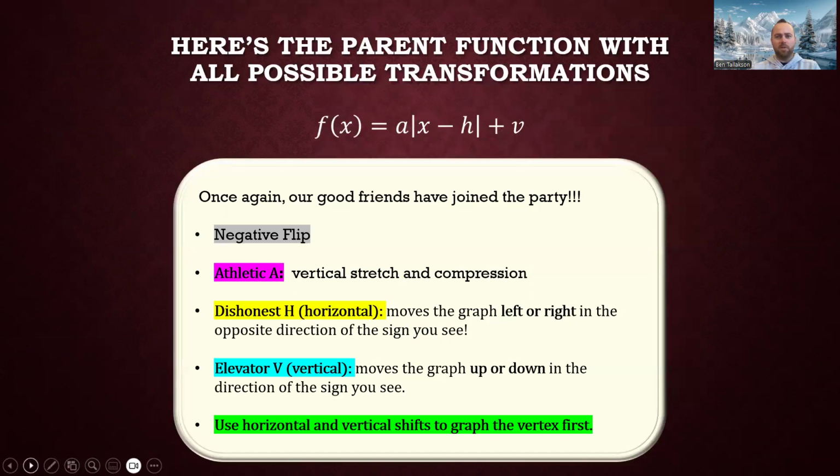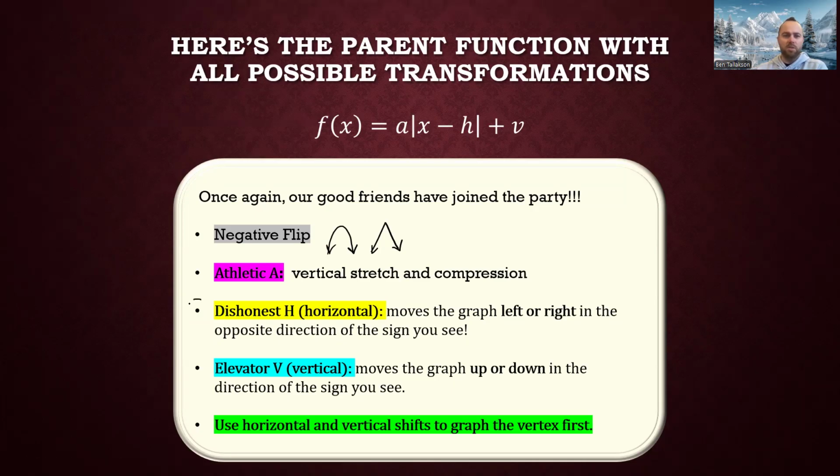Here are our good friends once again, came to join the party. You've already seen the parent function with all possible transformations, and you should be no stranger to all of these transformations. If it's negative, you flip it. You might want to think of it as a sad face. Sad for negative. If that's a parabola, upside down, same thing if it's an absolute value graph. Athletic A affects the vertical stretch and compression. And then, of course, the sinus H and elevator V, which are those shifts, horizontal or vertical, meaning left, right, up, and down.